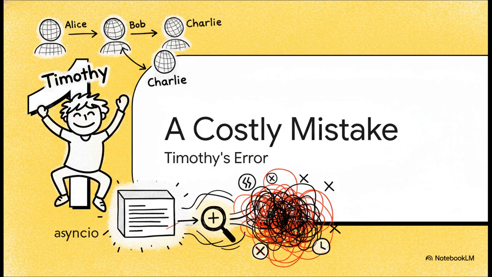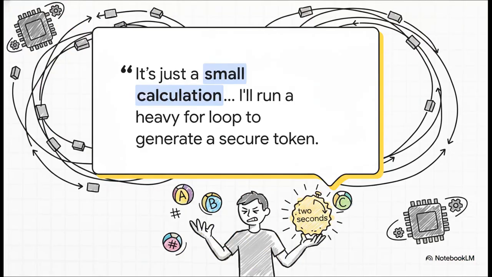But then, as developers often do, he decided to add just one more little feature. He told his senior colleague, hey, it's just a small calculation. I'll just run a heavy for loop to generate a secure token. He decided to add a security hash to Alice's request. And honestly, his logic seemed pretty sound at first glance.